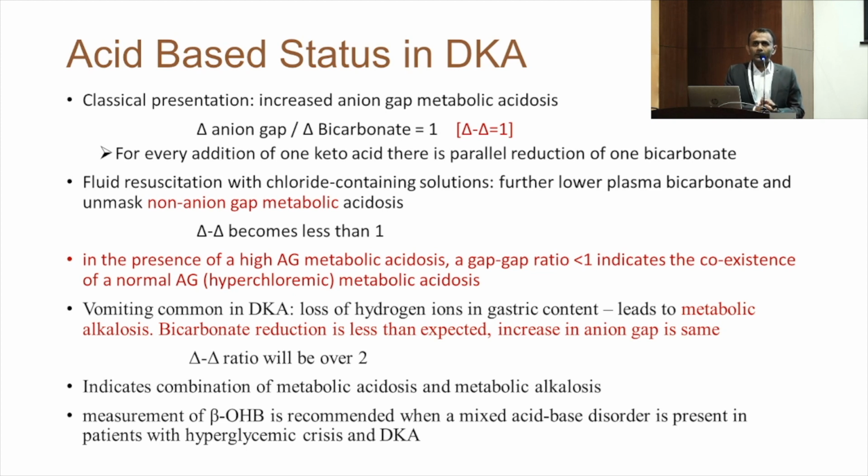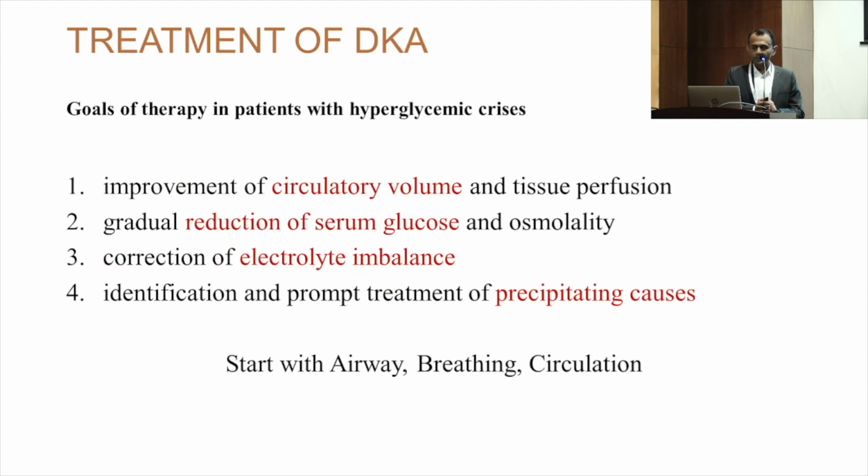Similarly, if the same DKA patient is having severe vomiting, what is happening? There is loss of hydrogen ion and chloride also. The anion gap remains the same. The delta anion gap remains the same, whereas the reduction in the bicarbonate is less. So the denominator is reduced, and you will get a ratio of more than 2. Whenever the delta gap ratio is close to 2 or more than 2, it is understood that along with high anion gap metabolic acidosis, there is metabolic alkalosis. These are all very important while you are treating the DKA patient.